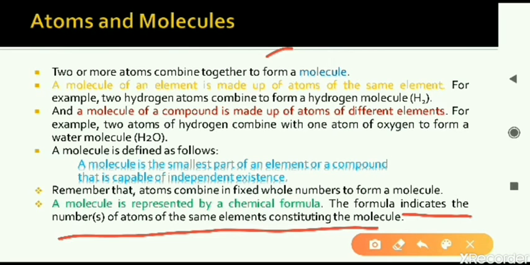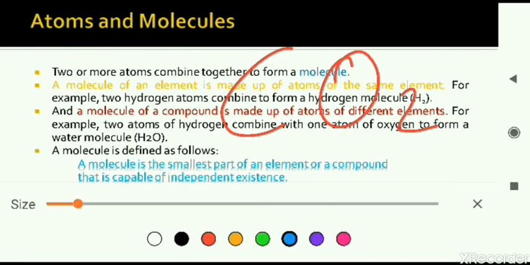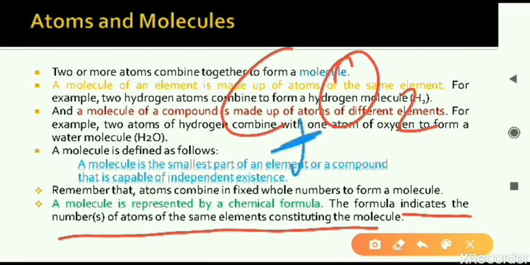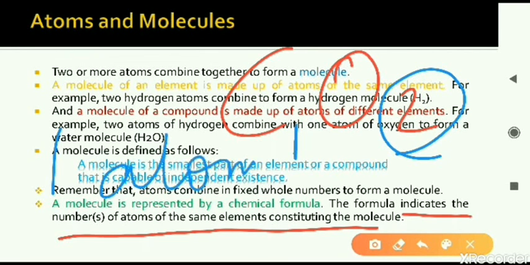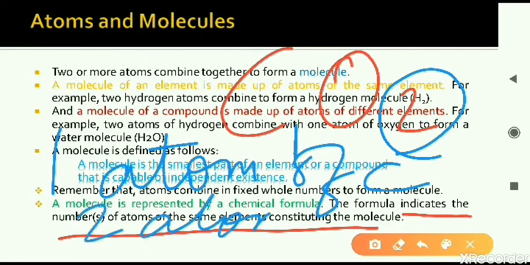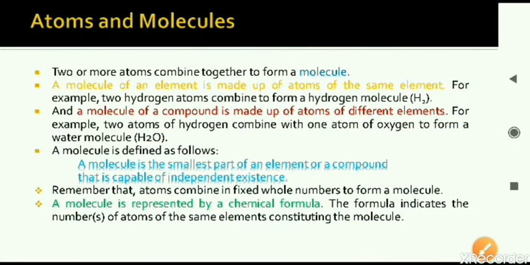Simple one: for example, carbon dioxide. Here, after C, no number is written. Nothing is written at this place. That means only one atom of carbon is there. And here, after O, what is written is 2. That means 2 atoms of oxygen are there. So CO2 is made up of 1 atom of carbon and 2 atoms of oxygen. So this is what is shown by the chemical formula.